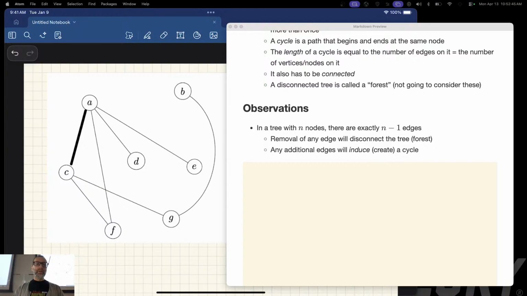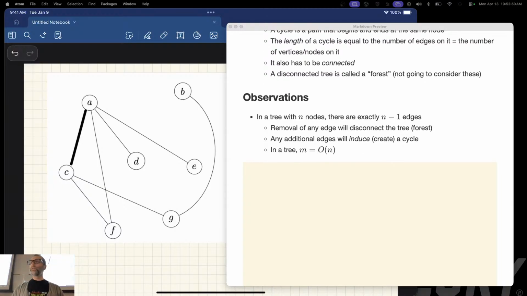Thus, in a tree, the number of edges is always going to be proportional to the number of vertices or nodes. It's going to be order n, not order n squared anymore. We put a restriction on it so that it's no longer this dense thing where it would take 20 years to process it. Instead, it's going to take a linear amount of time to process anything in a tree.